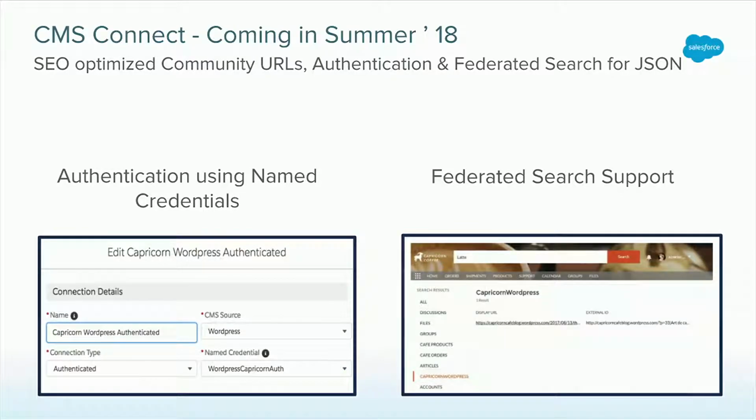And apart from this, till now we were supporting only public connections with CMS Connect JSON. That means you were able to only bring public content using CMS Connect JSON. But from this summer onwards, you will be able to bring all your authenticated data into your Salesforce community using CMS Connect JSON. We also support federated search for content discoverability in the Salesforce community. So to understand the feature more, let's move on to the demo.